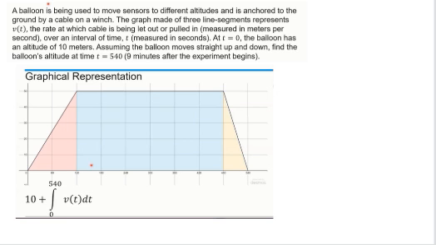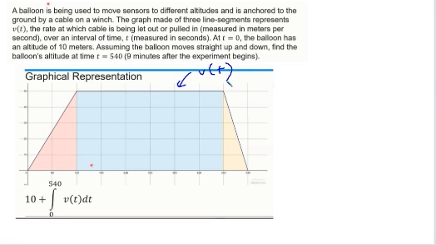And this last problem is a graphical representation. All right? A balloon, let's read through it, and then I'd like for you to kind of work through this one on your own. A balloon is being used to move sensors to different altitudes and is anchored to the ground by a cable on a winch. The graph, made of 3 line segments, that could be important, represents V of t. Okay? So the 3 line segments that we have here are V of t. Represents the rate at which cable is being let out or pulled in over an interval of time.